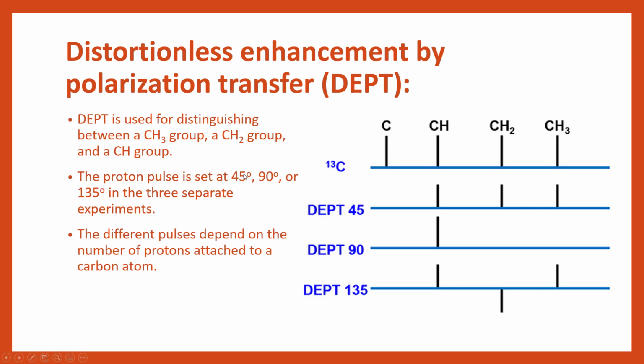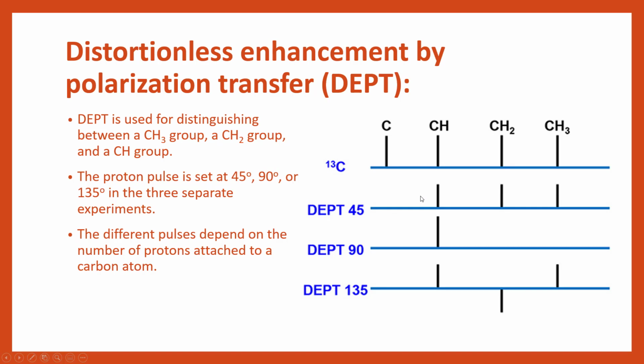So how this works is the proton pulse is literally just set at 45 degrees, 90 degrees, or 135 degrees. These are all in three separate experiments. So if you were to use an NMR instrument, this would have to be specifically set up, and you'd run each of these: DEPT 45, DEPT 90, and DEPT 135, and we would get different patterns. So if we looked at a regular carbon-13 spectrum, it would give us carbons, CHs, CH2s, and CH3 groups, and they'd all be in an upward position.